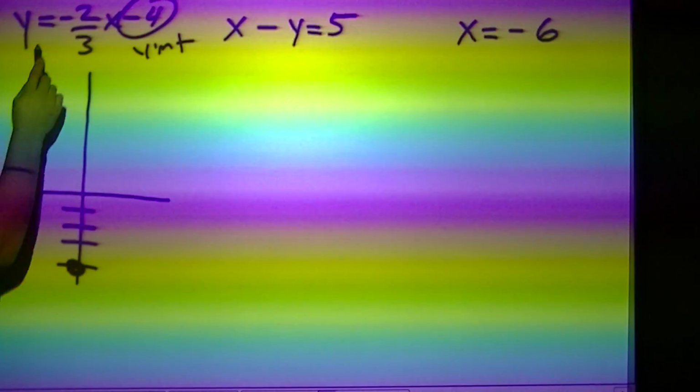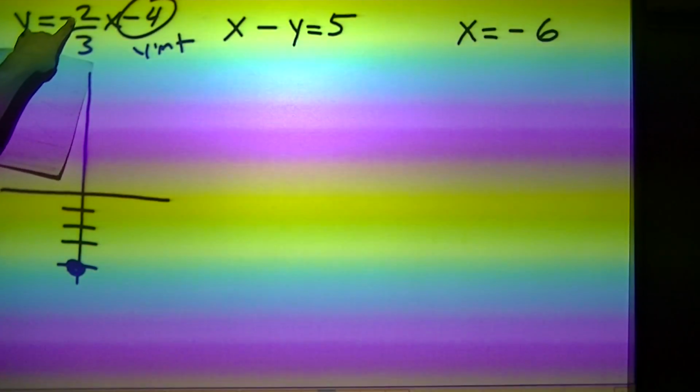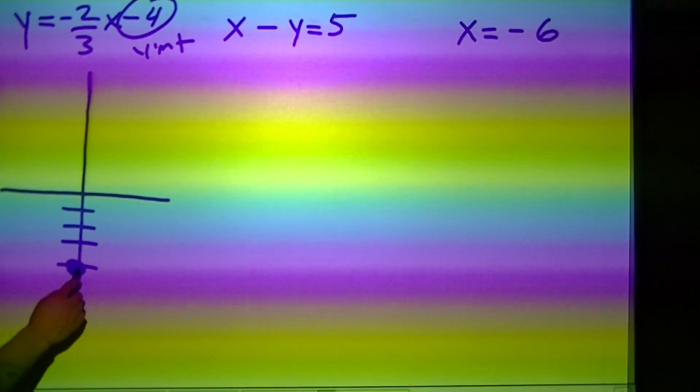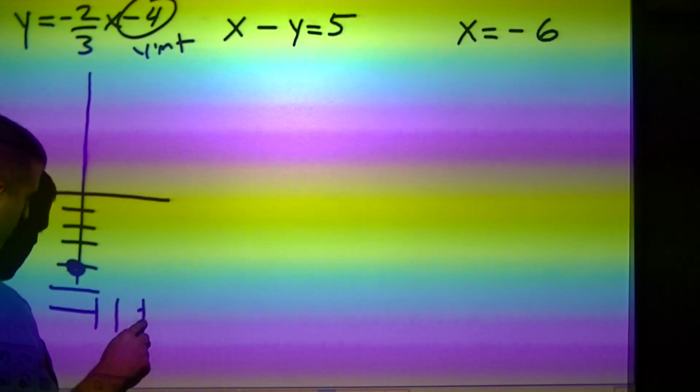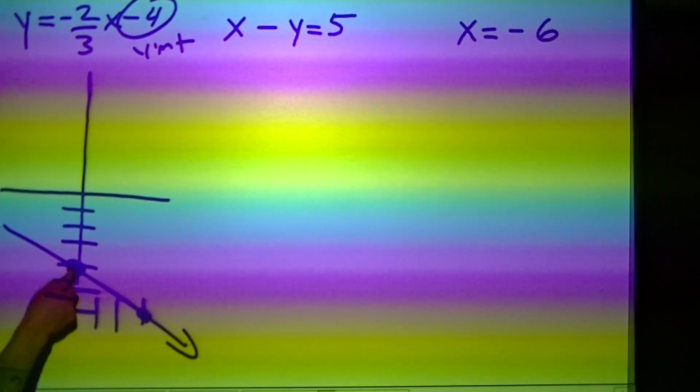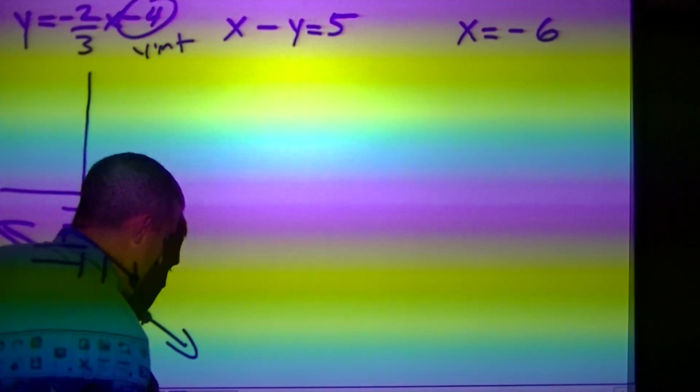My slope. See, now you have a fraction, which is even nicer. Negative 2 over 3. So that means I'm going to go down 2 more. Always to the right. I'm going to go 3. I'm going to make my line. Okay? Let's see if I did that right.